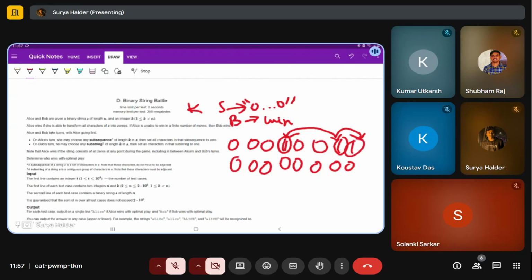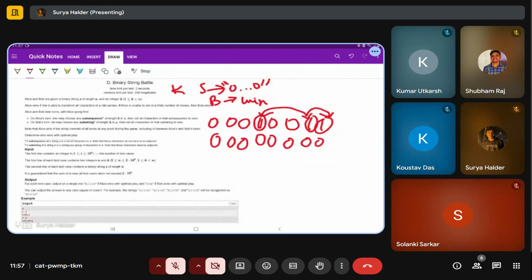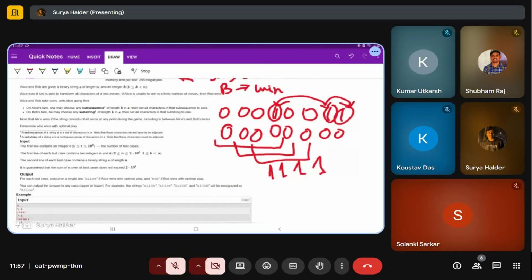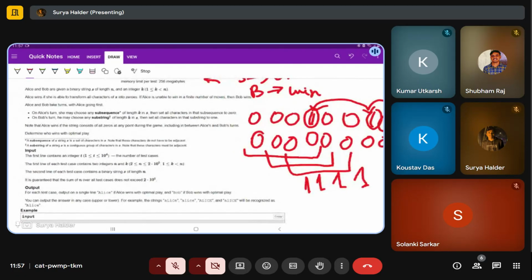And during Bob's turn, he will choose a substring of length k. And for a substring, the letters must be contiguous. Like a substring of length 4 can be this, or this, in this way. So Bob will choose a substring of length 4 and convert it into all ones. We have to find out whether Alice wins or Bob wins.